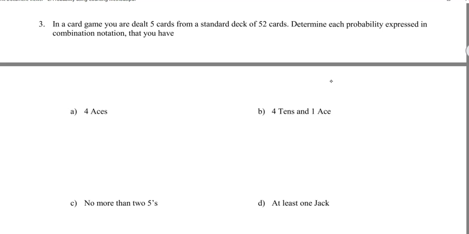Okay, so in other words, we are not going to do this as a decimal or as a fraction or as a reduced decimal, or anything like that. We're just going to do it in combination notation. Okay, 4 aces. So we're going to get 5 cards. There are 4 aces. I need all 4 of them. So 4 choose 4. There are 48 cards which are not aces. I need 1 of them. And our denominator is always going to be 52 choose 5.